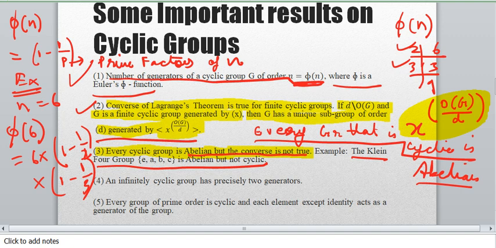So that's why, while the mathematicians were doing all these things, they found out that the Klein 4 group, the K4 group, that contains elements like E, A, B, C, is abelian but not cyclic. That means every cyclic group is abelian, but every abelian group is not cyclic. Make sure you keep that in your head. Very, very important point.